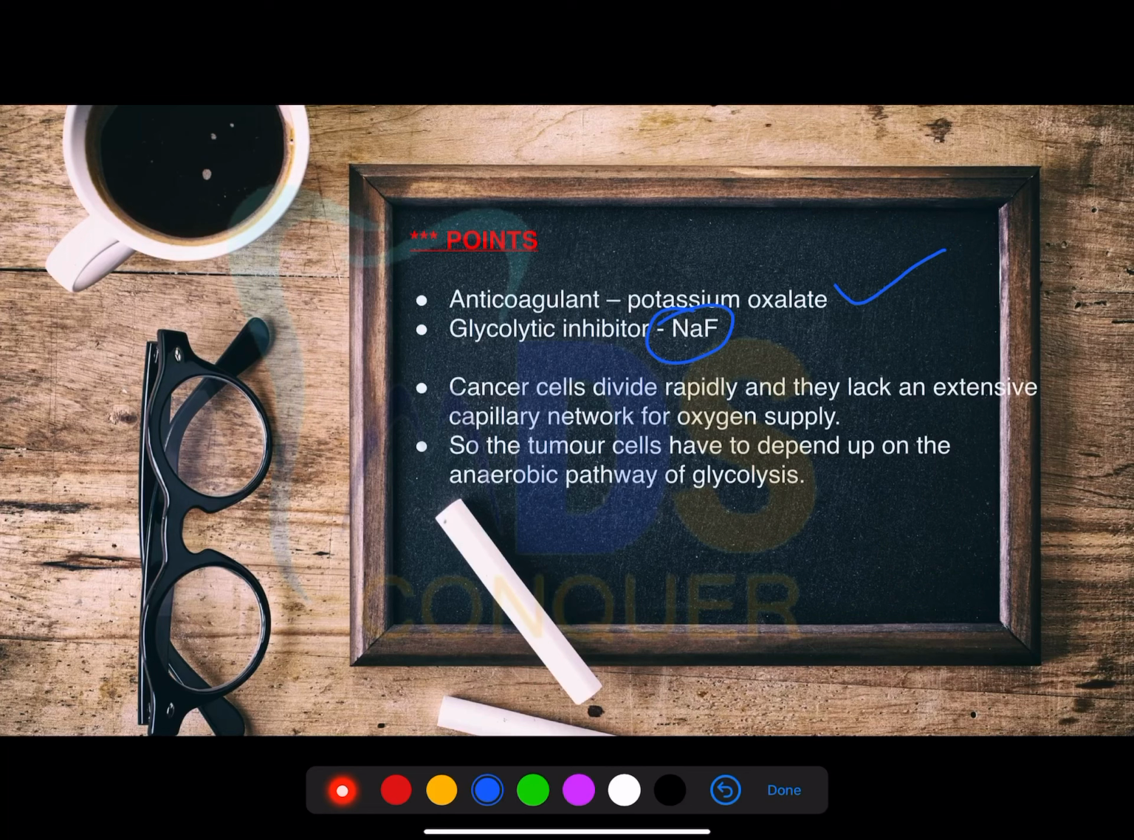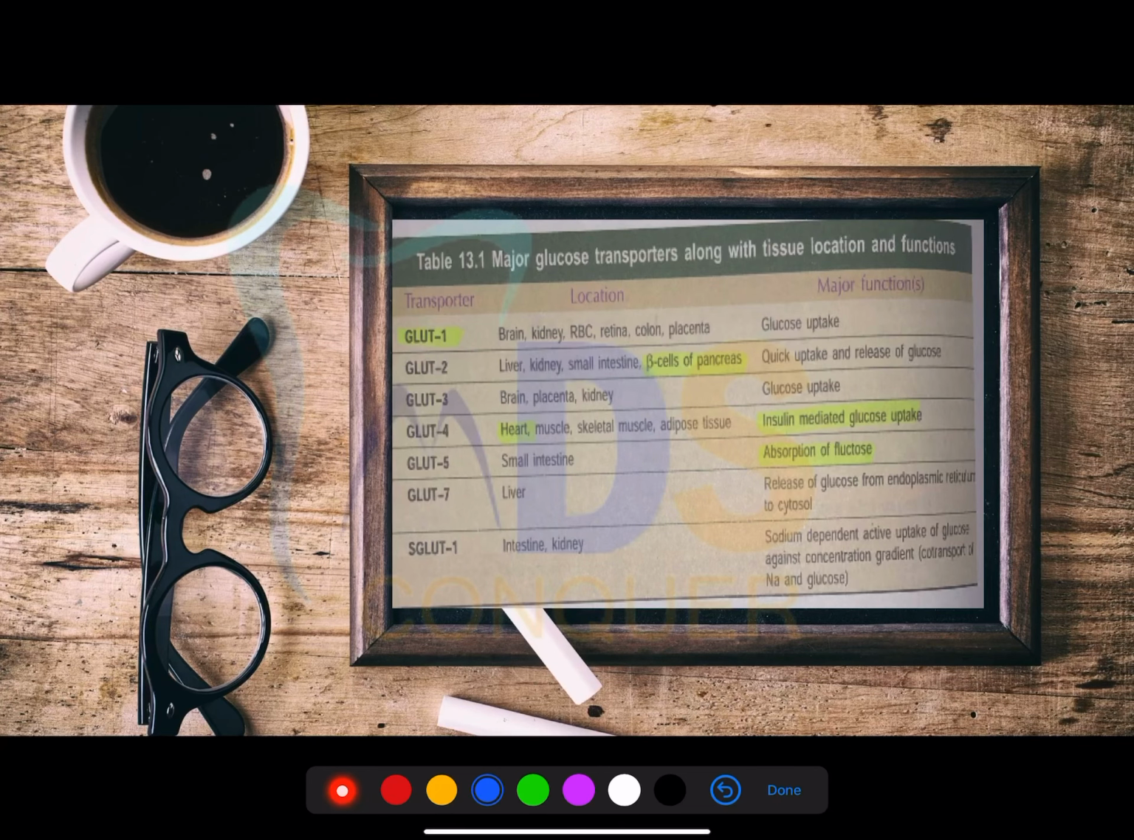And do make a note, the cancer cells divide rapidly and they lack an excessive capillary network for oxygen supply, and glycolysis is the main pathway by which they get their energy supply. So GLUTs are important, not asked in the last 2 or 3 NEETs, but from 2001 to 2015 you have many questions. Every exam has questions on GLUTs, and this is an important table that you have to make a note of.